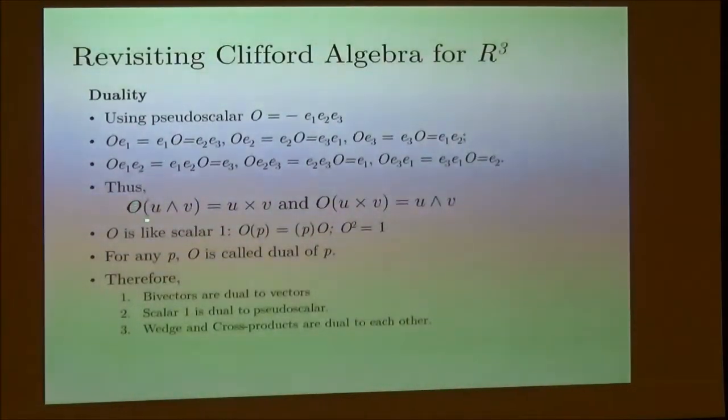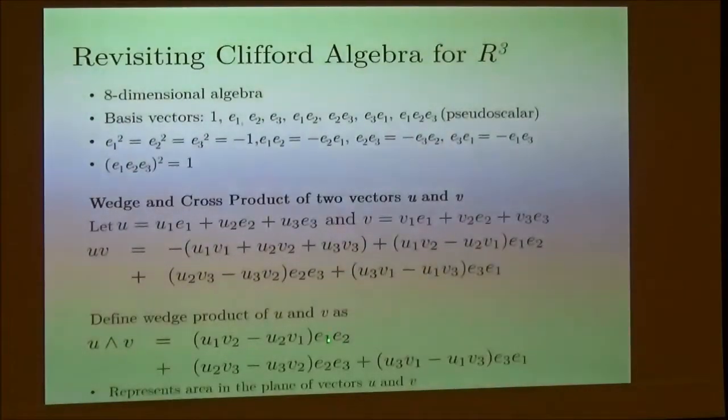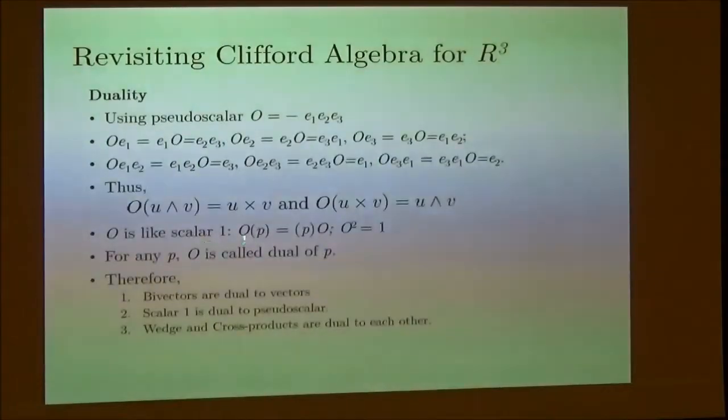So what this is telling you is that if you apply this duality operator on the wedge part, it'll be the cross part. Why? Because if you apply O on this, well, you'll have OE3 here, OE1 and OE2, and these will be transformed into the bivector. If you apply the duality operator on these, you will get the rank one vector. So O of E1, E2 would be E3. So we can go from the wedge product to the cross product by using the duality operator.